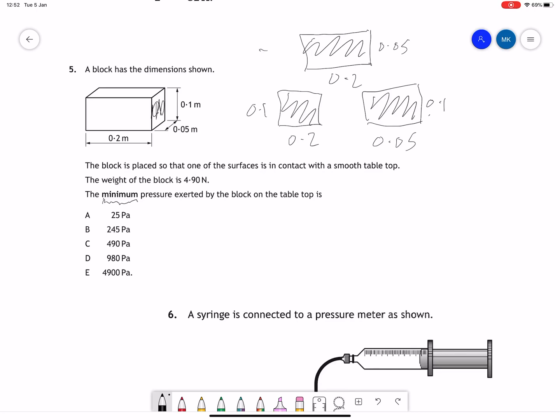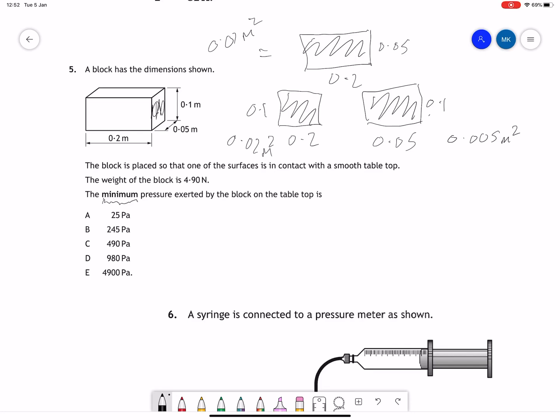So the area of this top one is 0.05 times 0.2, which is 0.01 meters squared. This other one is 0.1 times 0.2, so that's 0.02 meters squared. And then this final one, 0.05 times 0.1, which is 0.005 meters squared.